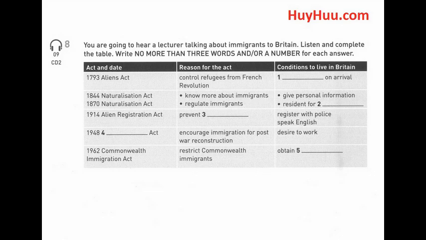Compared to today, when refugees have to complete a long and complicated application process before arrival, in 1793, all that was required by the authorities was that individuals had to register at the port where they arrived. The collection of personal information started in 1844 with the Naturalisation Act, which was updated in 1870.